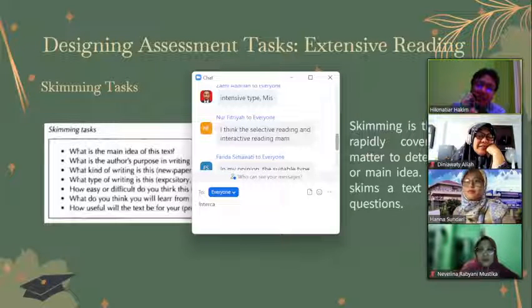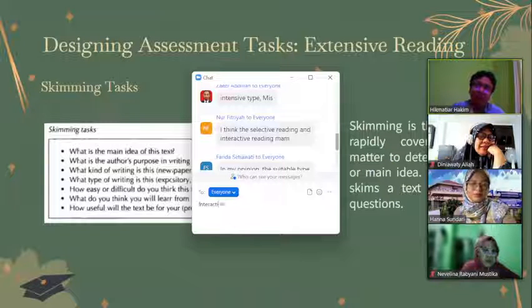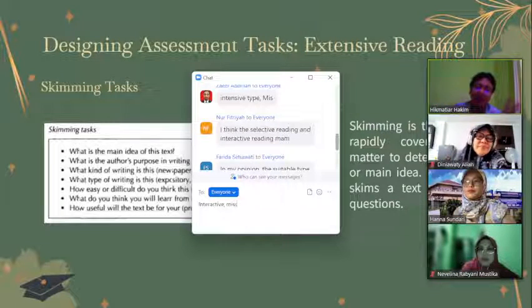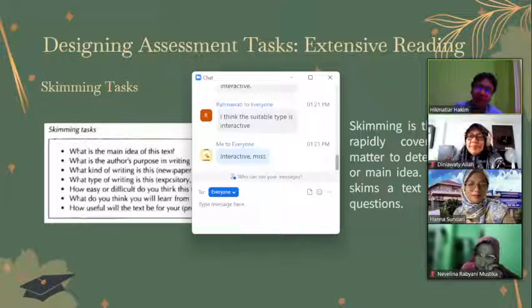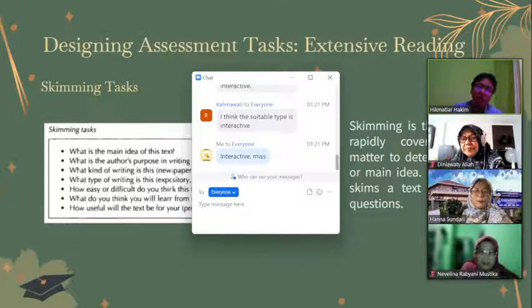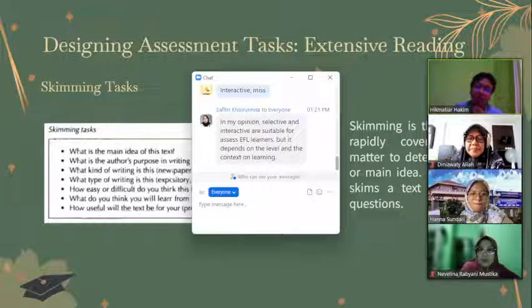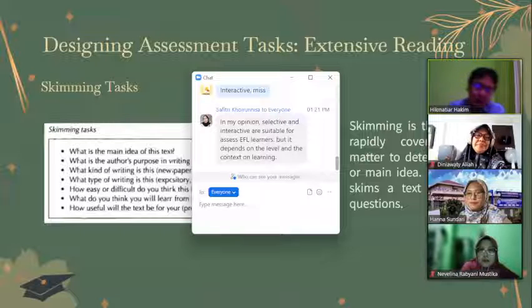Then the last one, skimming. For scanning, you find specific things, but for skimming tasks, you have to skim the whole. What is the main idea of the text or the paragraph? So as a whole. Now, scanning is for specific ideas, for specific things. But the skimming task is for the whole story.